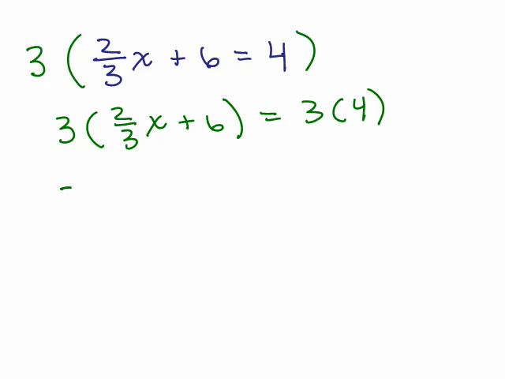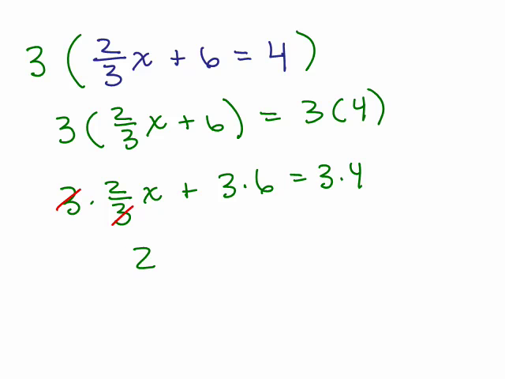So let's do that. We have 3 times 2/3 x plus 3 times 6 equals 3 times 4. And note, the reason we do this is so that the 3's cancel. So I've got 2x plus 18 equals 12. All right, now we have an equation without fractions, which a lot of people find simpler.